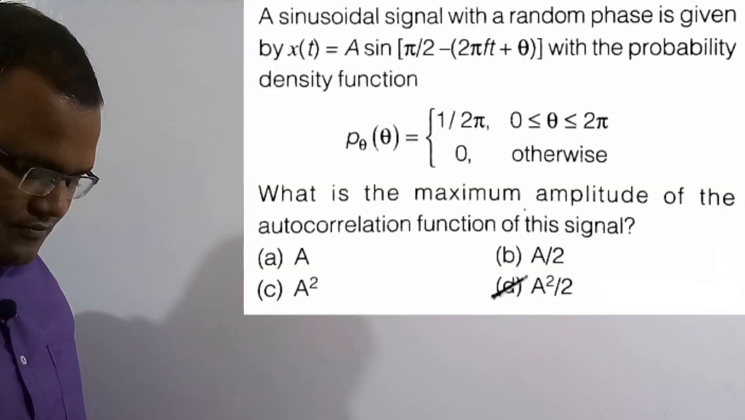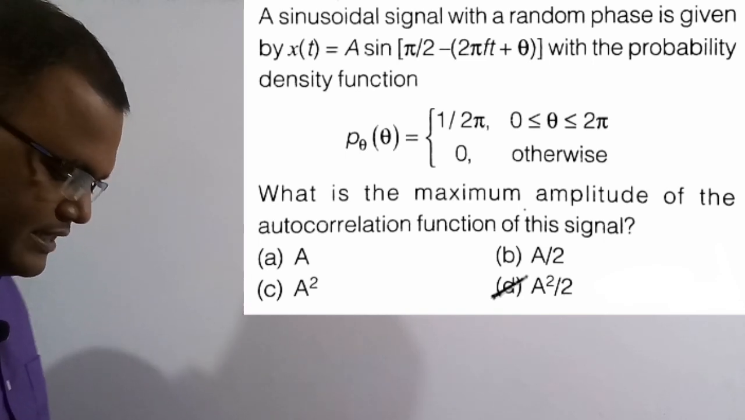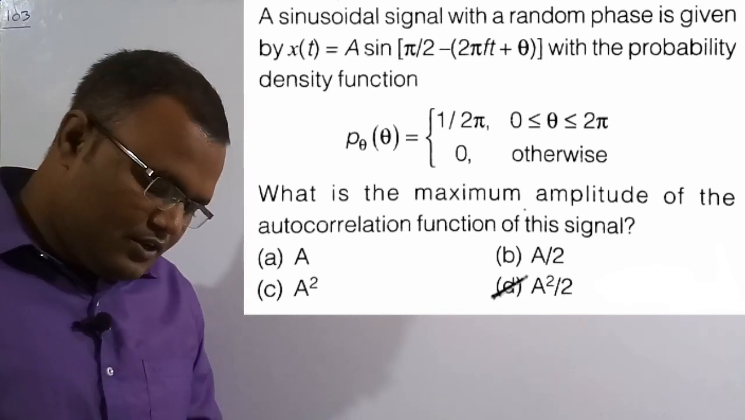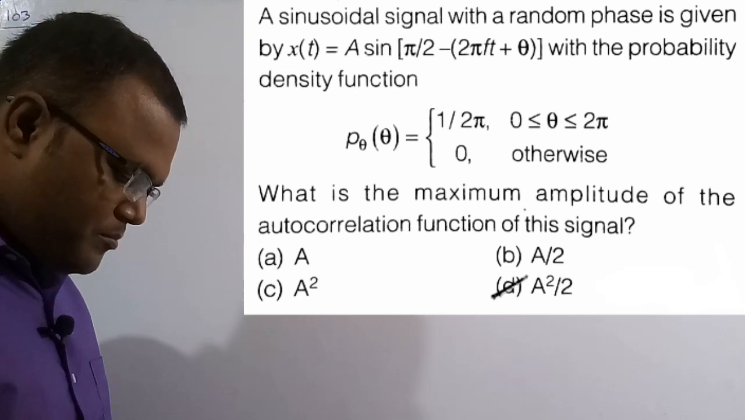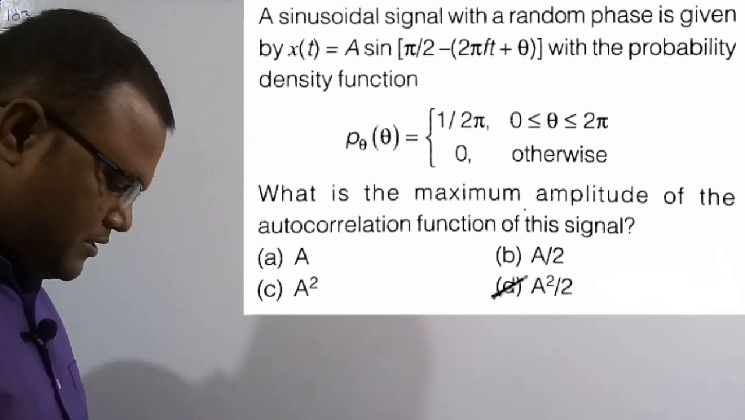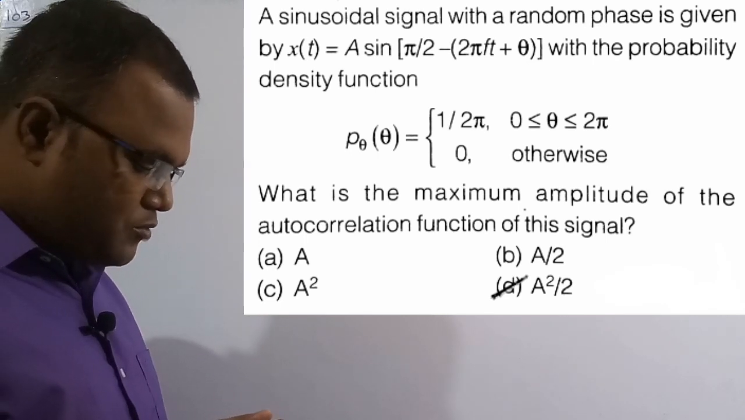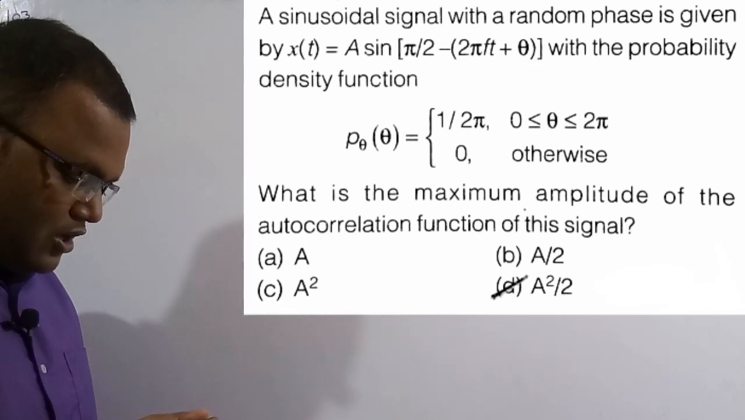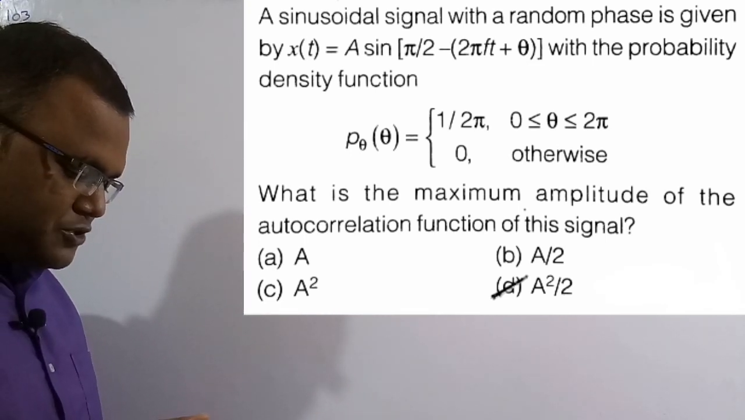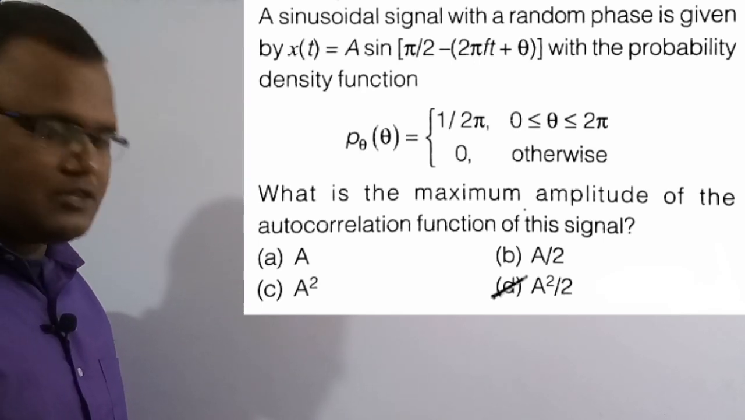Now we are going to solve the 103rd question. See the question here. A sinusoidal signal with a random phase is given by x of t equals A sin(90 minus 2 pi f t plus theta), with the probability density function 1 by 2 pi for 0 less than or equal to theta less than or equal to 2 pi, and 0 otherwise. What is the maximum amplitude of the autocorrelation function of this signal?